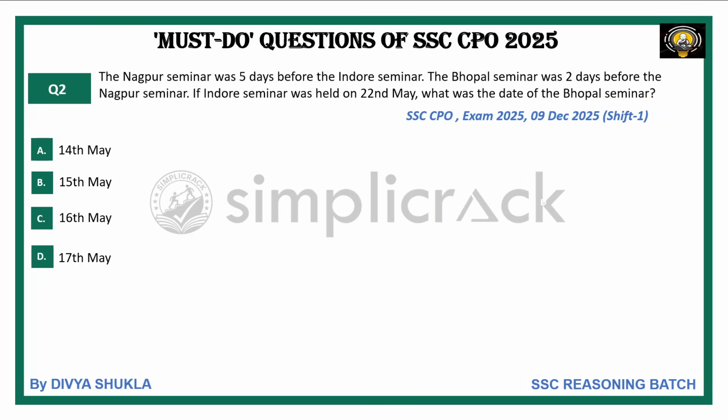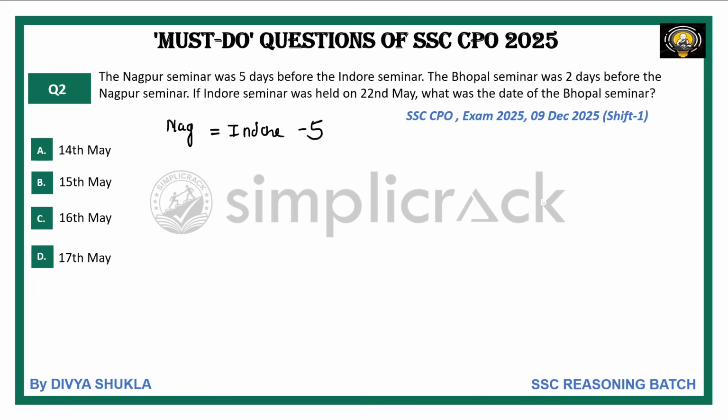The Nagpur seminar was 5 days before the Indore seminar. The Bhopal seminar was 2 days before the Nagpur seminar. If the Indore seminar was held on 22nd of May, what was the date of the Bhopal seminar? Very simple question. The Nagpur seminar was 5 days before the Indore seminar, so I can just write it as Indore minus 5. Nagpur seminar equals Indore seminar minus 5.